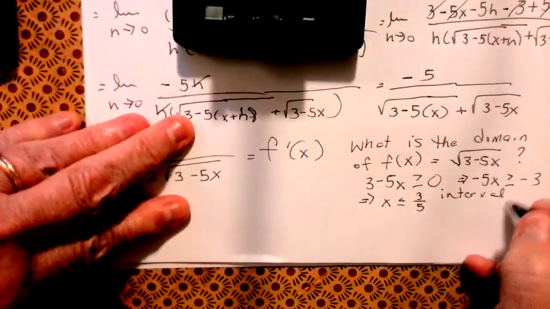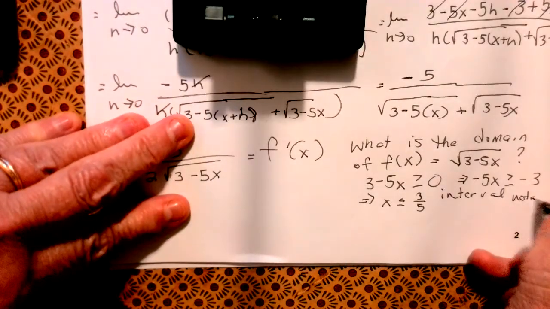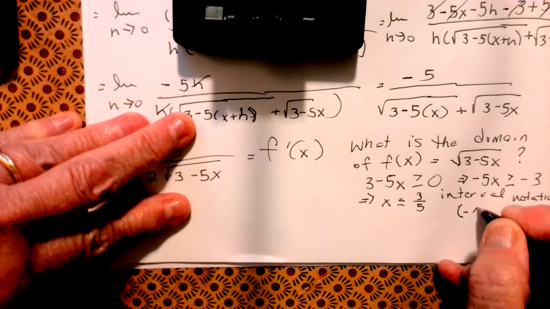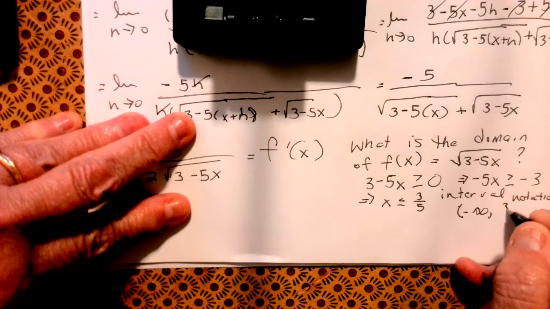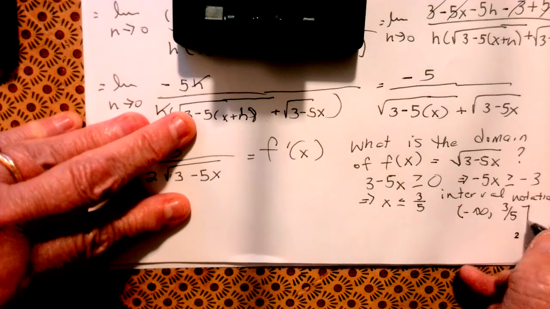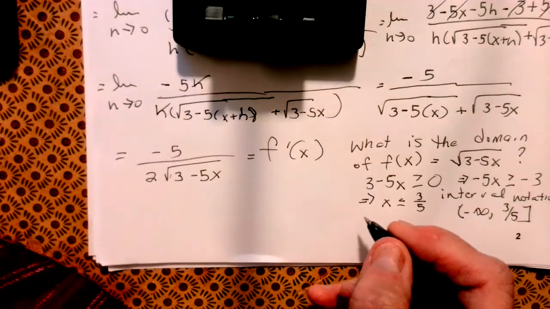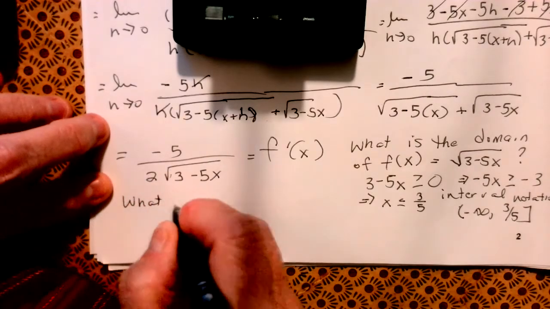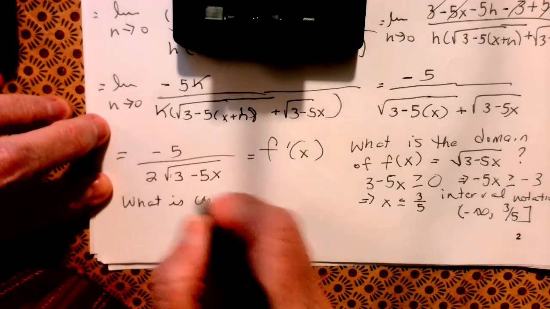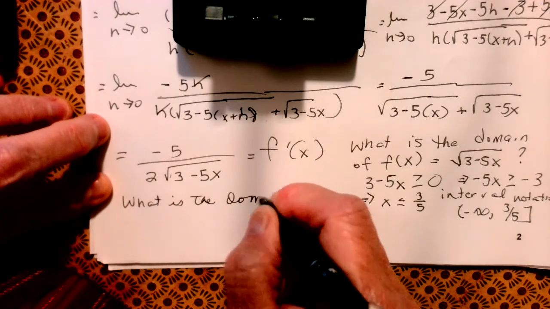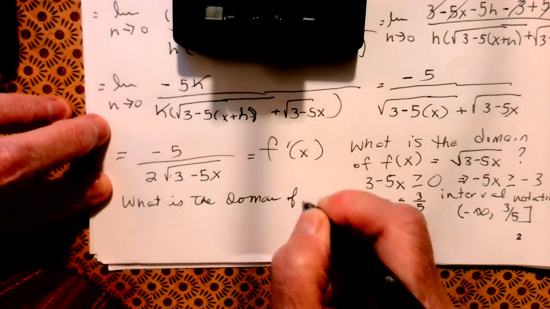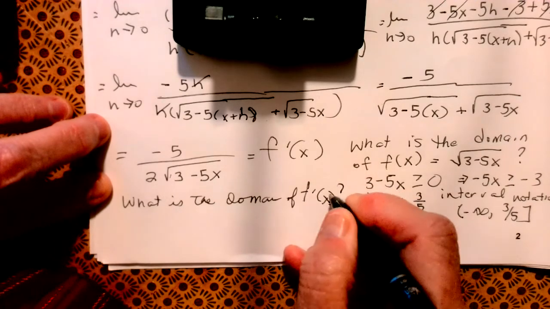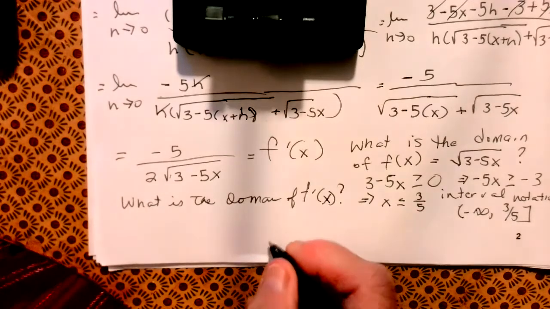Or in interval notation, it's got to be less than, so from negative infinity up to 3/5. Like that. Now, what is the domain of f prime x? Let's see, it's a function too, as well.